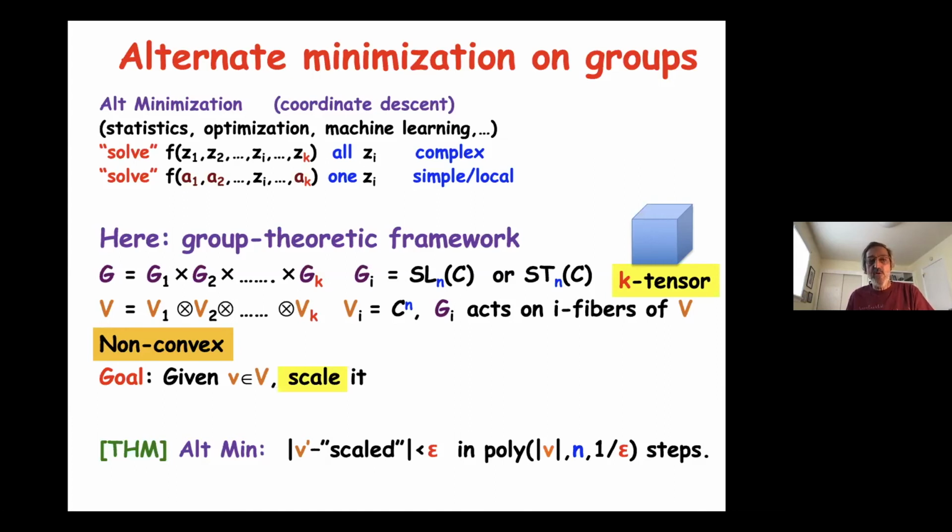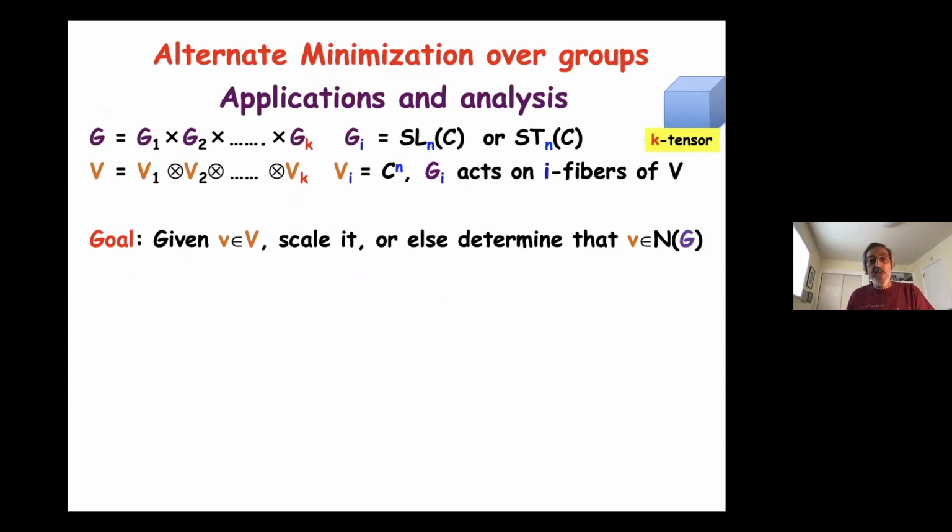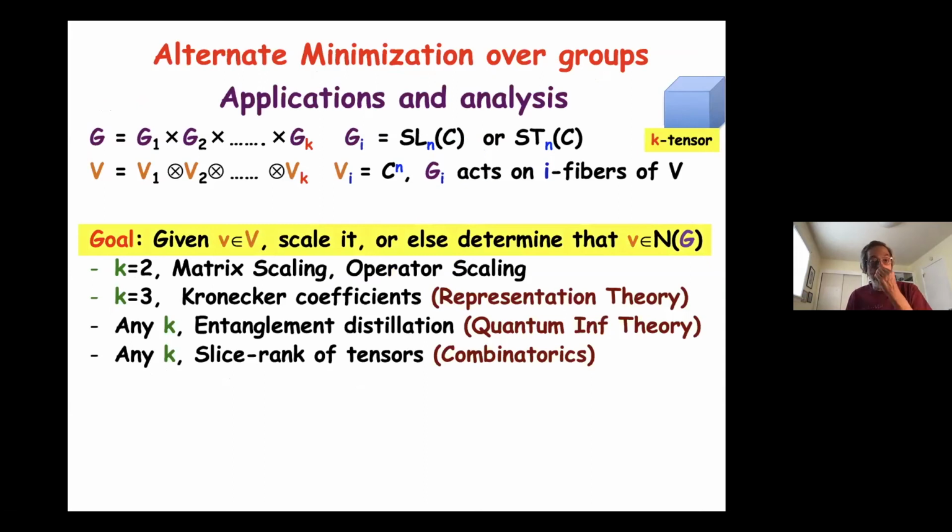And just to tell you why we are looking at this type of problems, as I mentioned, there are scaling problems and equivalently null cone problems, and in different dimensions they capture problems in different areas. We talked about the two-dimensional case, which is basically matrix and operator scaling. In 3 dimensions, it captures, I'm not going to explain this, the asymptotic Kronecker coefficient question from representation theory. And in any dimension, it captures entanglement distillation.